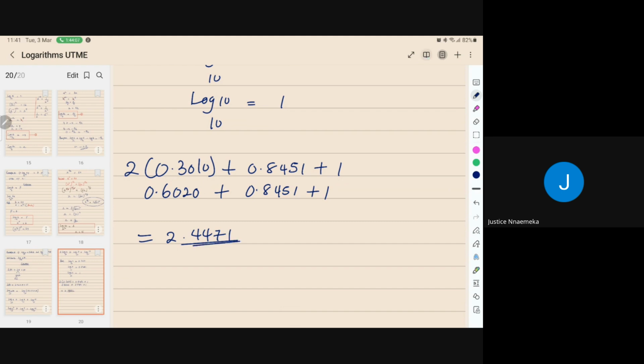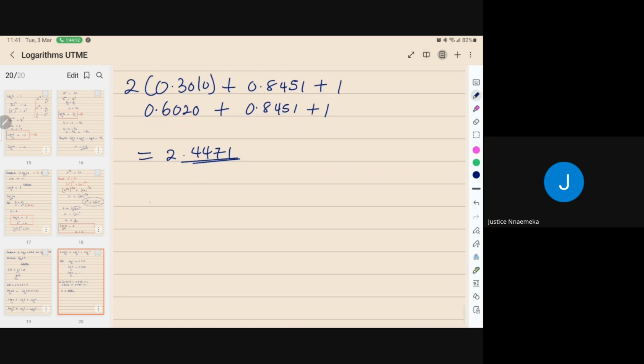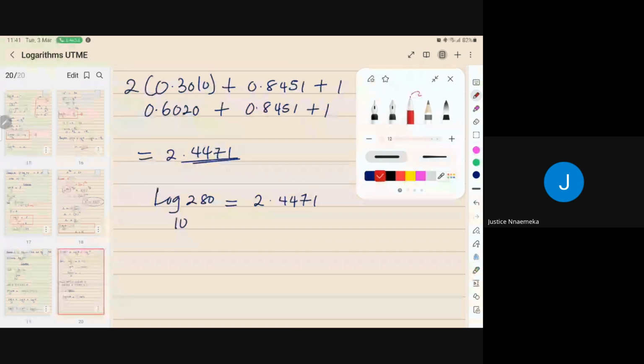All right. So that implies that the very question that was given to us, log 10 280, is equal to 2.4471. So I'm going to box everything.